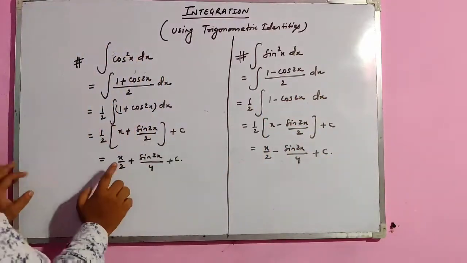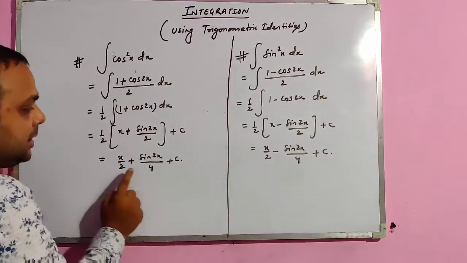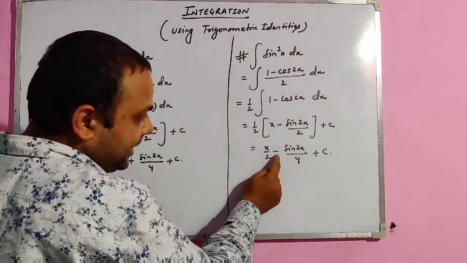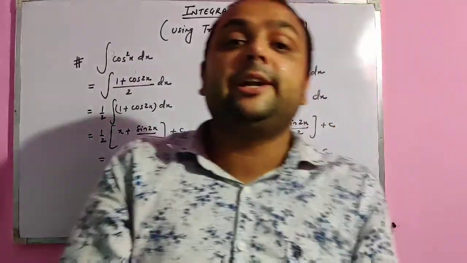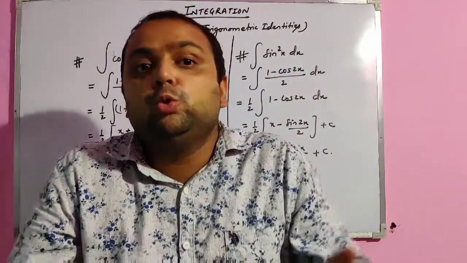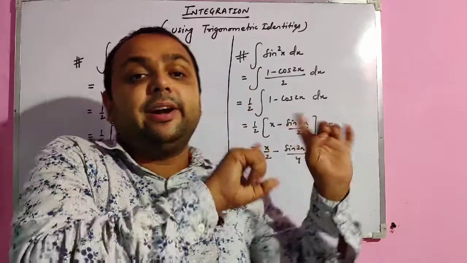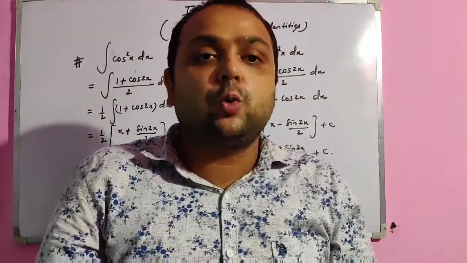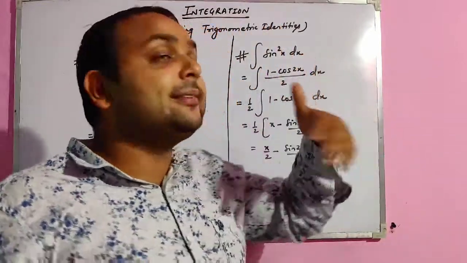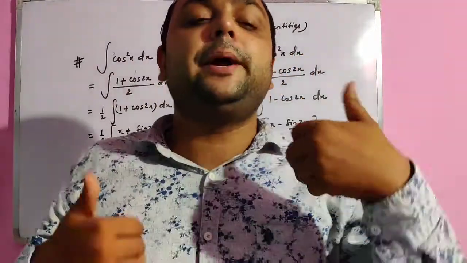So you see the answer, this is x by 2, this is also x by 2, this is plus, and here we have minus. So in both the answers we have only the difference of a positive and negative sign due to the identity we have applied in different cases. In cos square x I have applied (1 plus cos 2x) by 2. In sin square x I have applied (1 minus cos 2x) by 2.